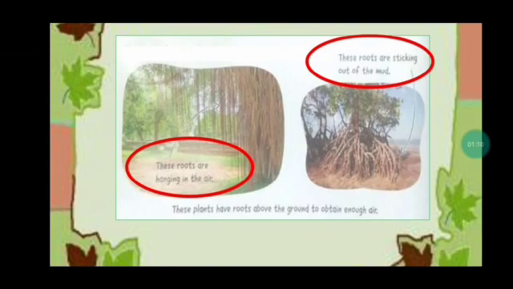Okay. These two plants have roots above the ground to get enough air, to obtain enough air. So, baik akar nafas ataupun akar tunjang, it is a type of root to get enough air. Besides, just now I said that akar tunjang is to support the stem. It is also to get enough air. So the function of the roots that grow above the ground is to obtain enough air.